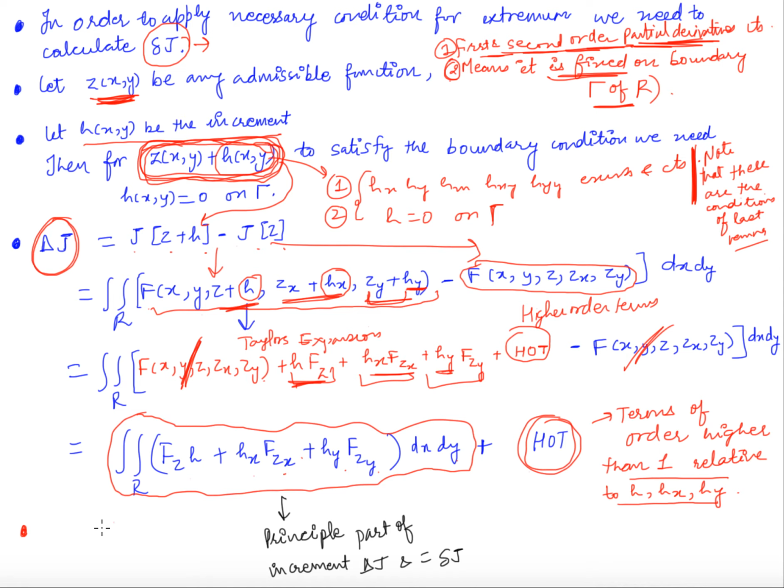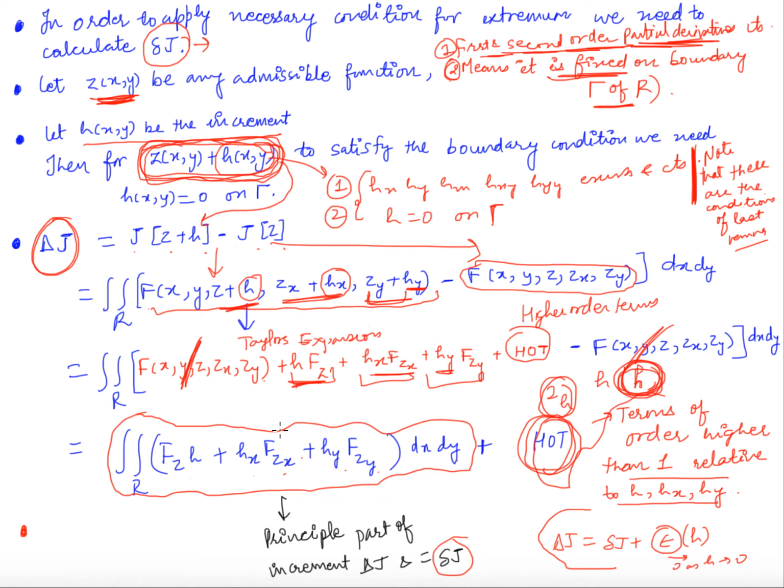Now you compare it. This is the principal part of your increment, and this is called the variation. You can see this is something like delta J is equal to the variation of J plus epsilon times h, where this epsilon goes to 0 as h goes to 0, because this term at least contains second power of h. So you can write it like h into something which contains h. All the terms contain h, so this is your epsilon. You can compare it with your definition of variation, and you will get that this is your variation.